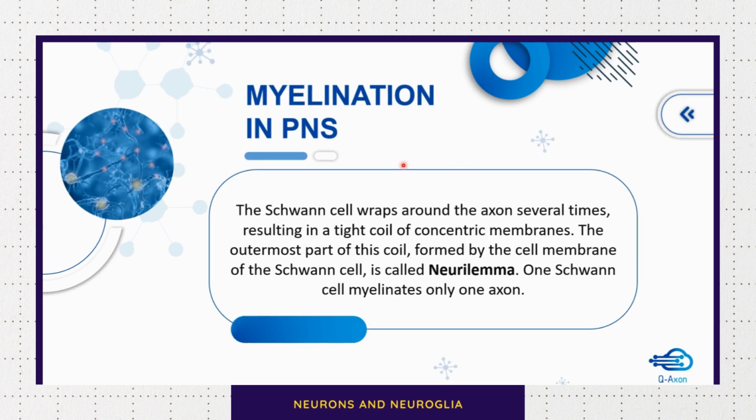Now in the peripheral nervous system, it is the Schwann cell which forms myelin. One Schwann cell only myelinates one axon. So the Schwann cell rotates around the axon many times, and it lays down myelin in the process in several concentric layers. And the Schwann cell now begins to occupy the outermost layer, and the membrane of the Schwann cell forms the outermost layer of this entire coil, and that is referred to as the neurilemma. Let's look at the diagram that explains this.